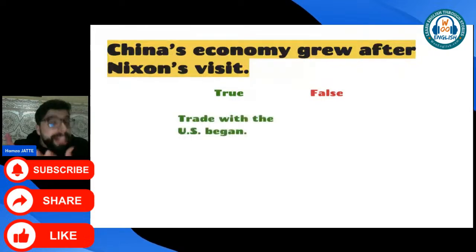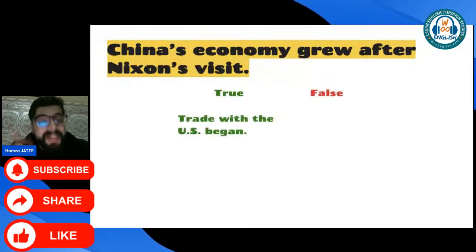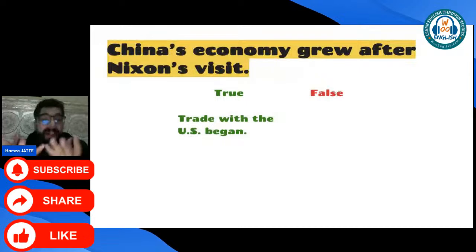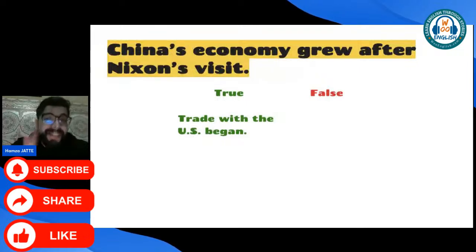So let me reveal. Yes, it is correct. Actually, trade with the United States began. So the economy grew a lot in China after Nixon's visit. That is very interesting.